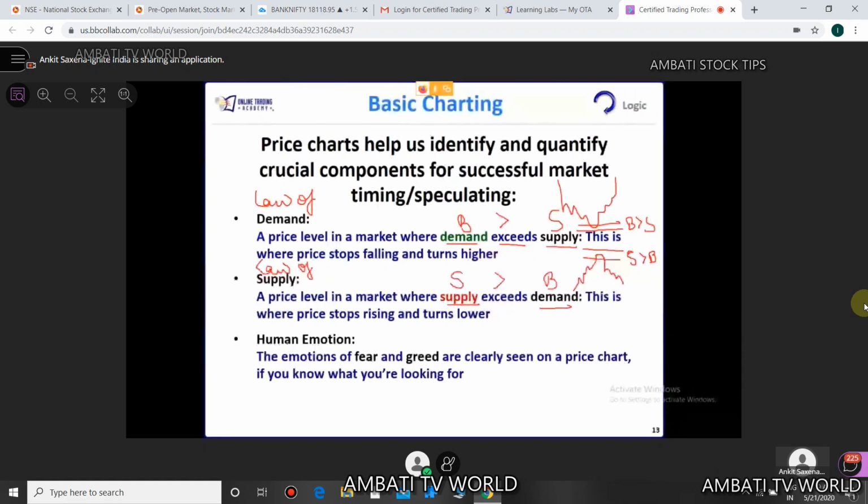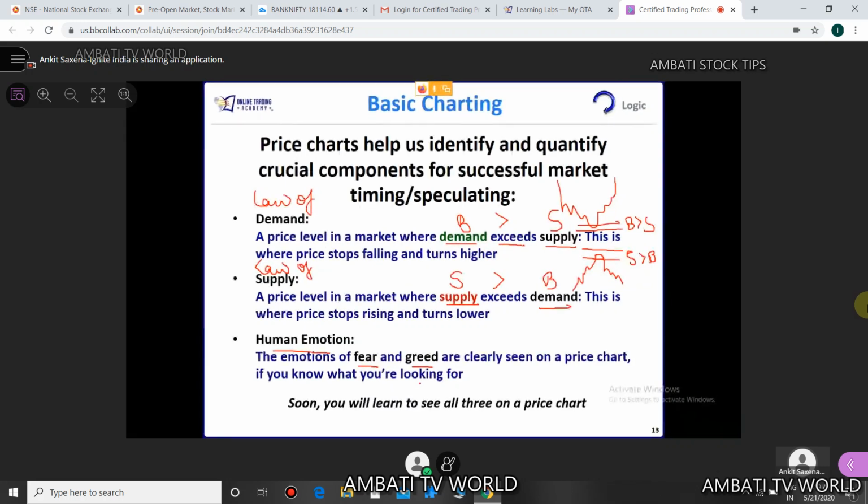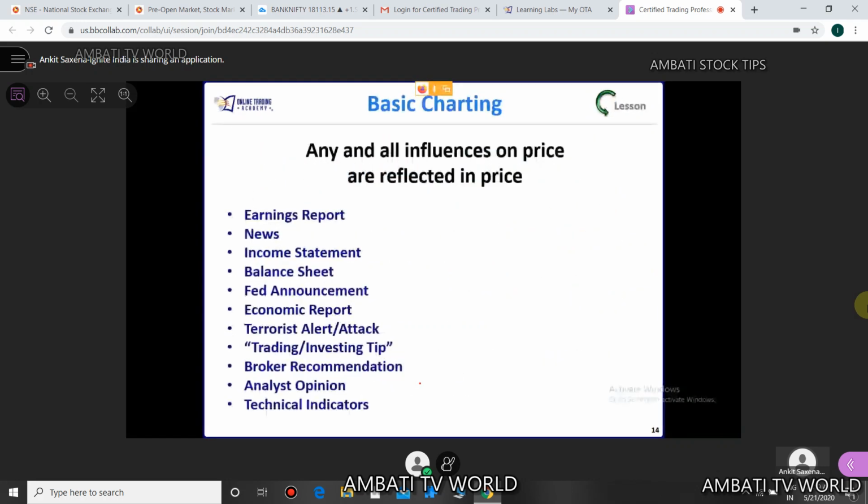And the third thing that we see on the price chart is human emotions. Human emotions of fear and greed are clearly seen on the price chart if you know what you are looking for. Soon you will learn to see all three on the price chart: demand, supply, and human emotions. As we go along, we will go into more detail. Now, our buying and selling decisions are based on all of these factors, and they create a perception.